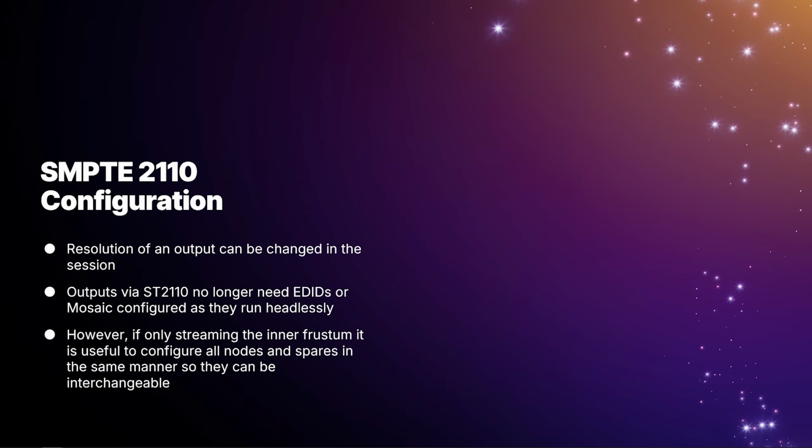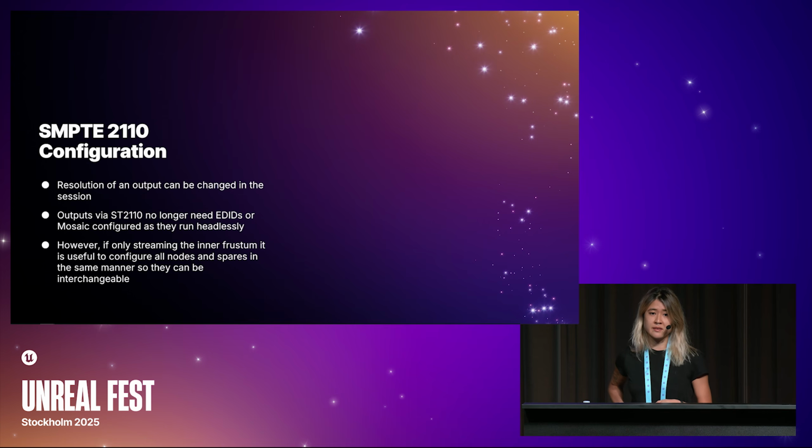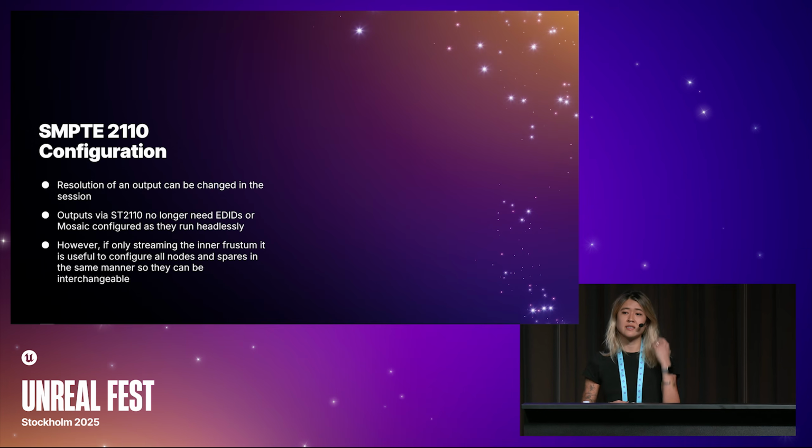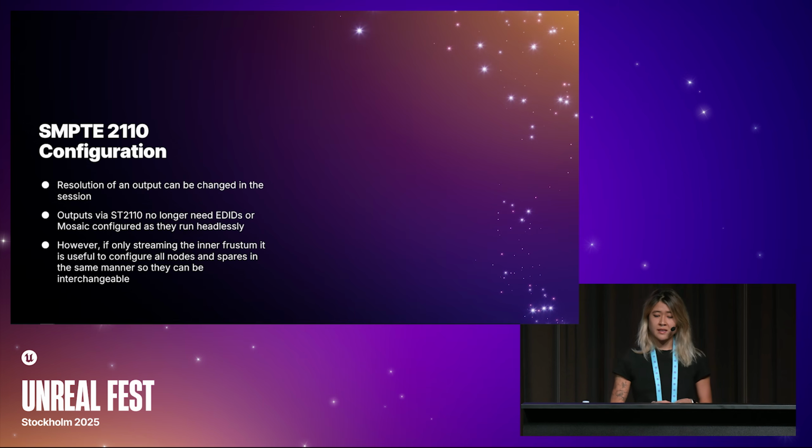Another cool thing is that you can change the resolution of an output in the session because it's defined in the SDP. When you do that, it might stutter, but then it'll update and start sending the stream, and all the nodes will read the SDP and look for that resolution instead. Media textures and media output sources adapt to the resolution automatically.